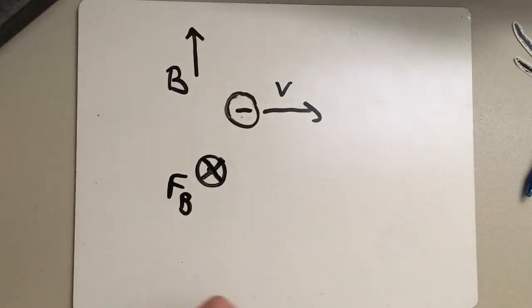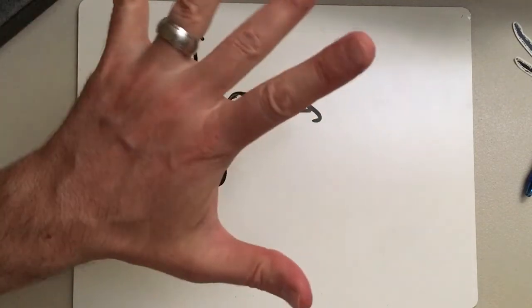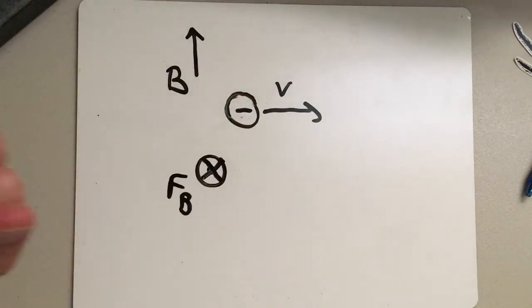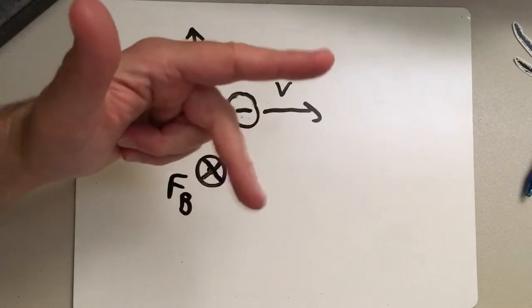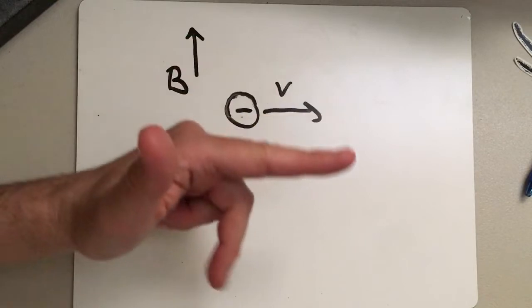Now for the left-hand rule, it works the same as the right-hand rule, but of course you're using your left hand. So in this case, you point your index finger in the direction of the velocity, and you point your middle finger in the direction of the magnetic field.